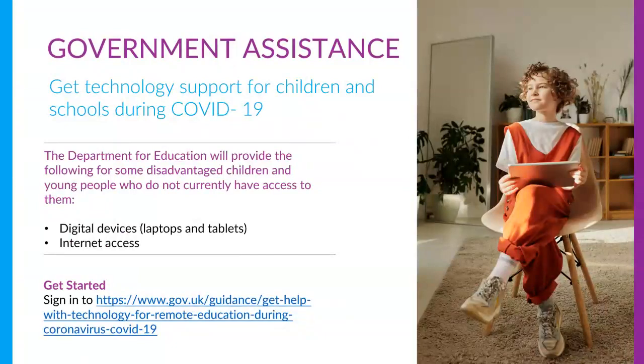There's also a lot of government assistance that's available. So Microsoft has provided help, but also the government are providing a lot of resources as well. So there's a link down here at the bottom, which basically says if you need to provide digital devices, including laptops and tablets, or internet access to some of your disadvantaged children and young people, then you can go to this URL and the government are providing resources and grants to help you get those disadvantaged children and young people the devices that they'll need.